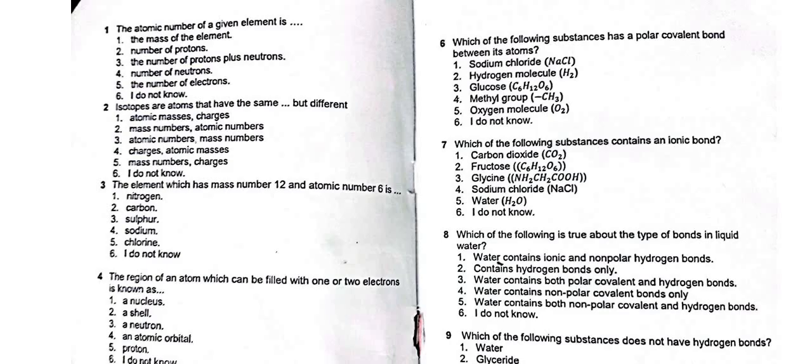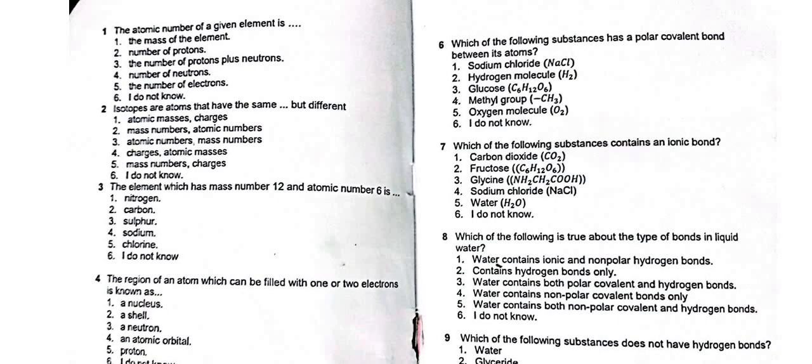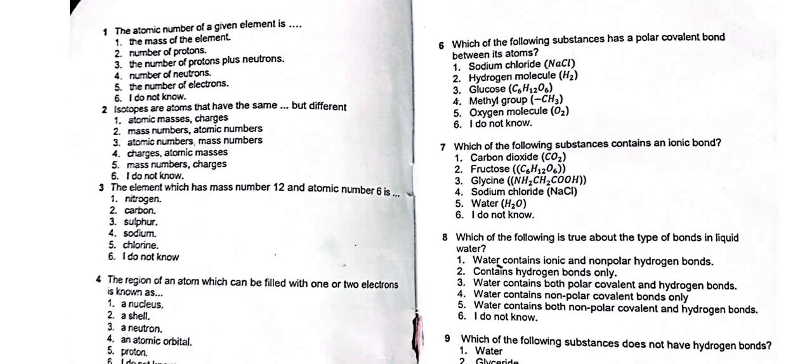We cannot even think about number 1, because 1 is the mass of the element, which contains the summation of the neutrons and the protons. The number of protons plus neutrons is the same as mass number. Number 4, the number of neutrons, no, that's wrong. The number of electrons, no, that's wrong. The other name for atomic number is just proton number. So the answer here is number 2.